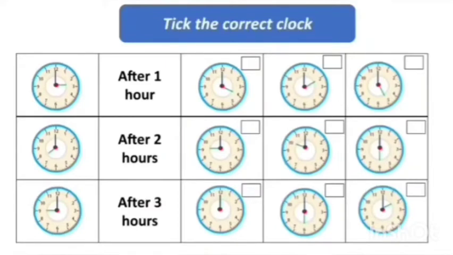Tick the correct clock. Look at the first clock. The hour hand is on 3 and the minute hand is at 12 and we have to find out what will be the time after 1 hour. So let's do it, whether it will be 4 o'clock, 2 o'clock or 5 o'clock. After 3 it is 4 o'clock. So 4 o'clock is the correct answer.